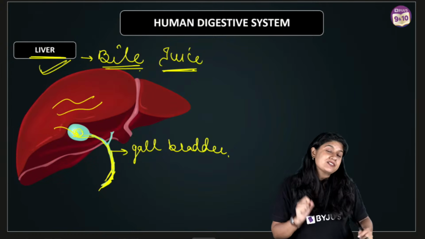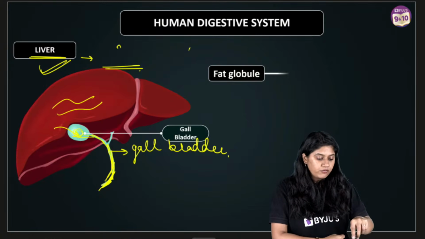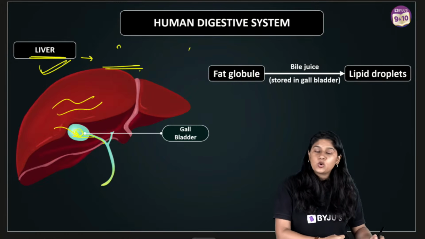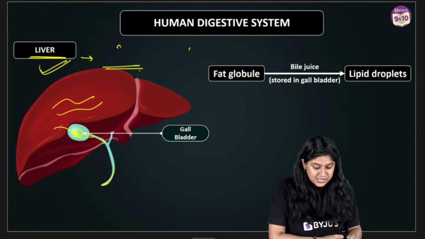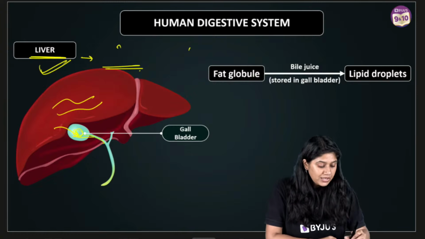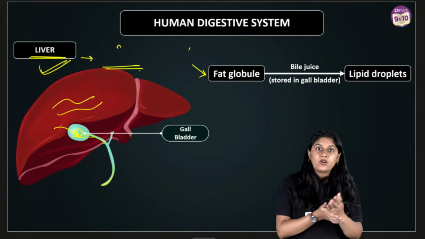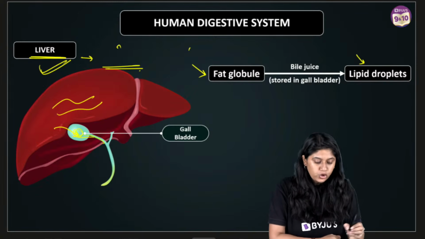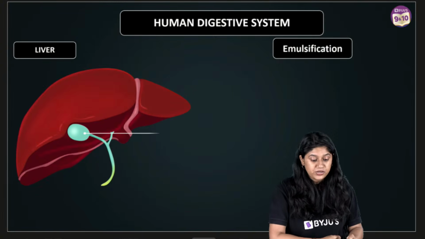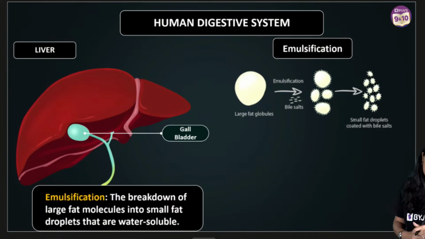Along with that, it plays a very important role in breaking down the big molecules of fat, which is called the emulsification process. What happens in emulsification? Big fat molecules are broken down into small liquid droplets, and we call it emulsification. See everyone, you can take a screenshot of this. Quickly, everyone, take a screenshot.